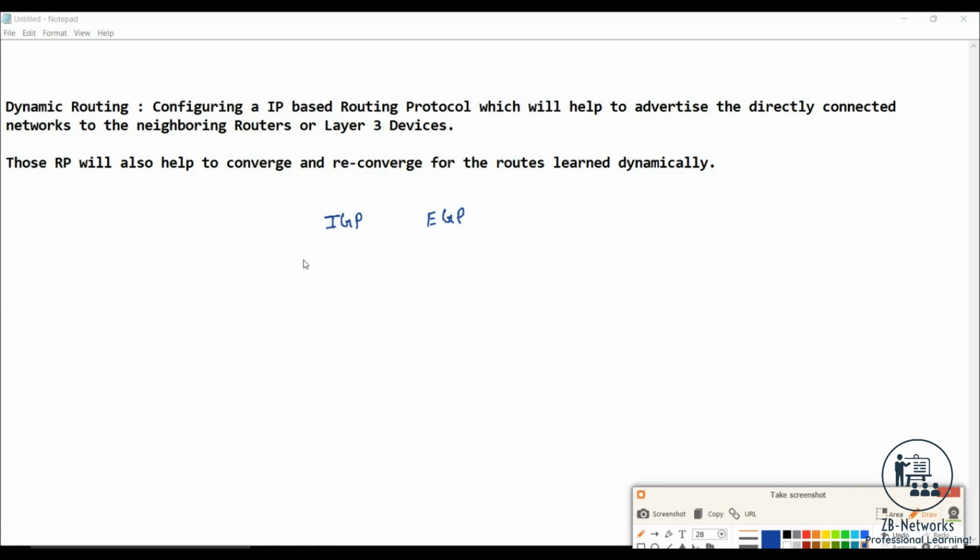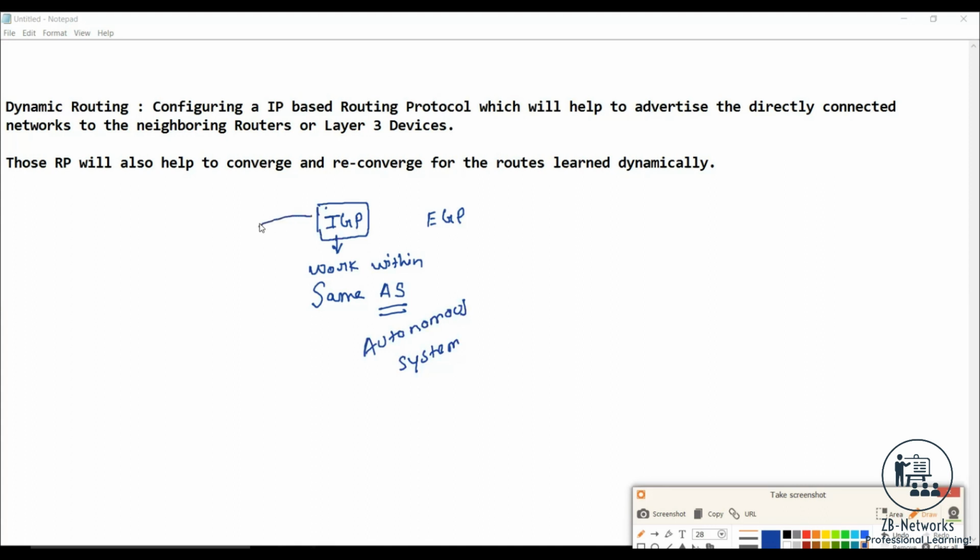So what IGP means is, as the name says, Interior Gateway Protocol. I mean, whatever protocols you have under IGP, they will work within the same autonomous system. The term is AS. Here AS stands for autonomous system, right? So whichever protocol is part of IGP, I think IGP is a container. So this IGP is going to carry or hold some protocols.